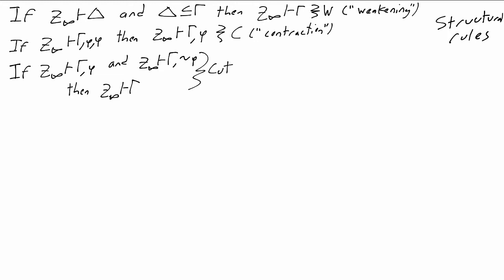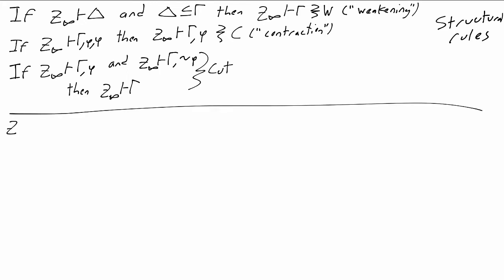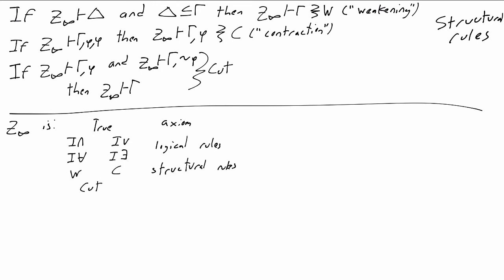You can think of this as corresponding to a proof by cases. What we want to prove is gamma, so we first consider the case where phi is false, and then we consider the case where phi is true, and if we can prove both of them, then we've proven gamma. That's our final rule. The proof system Z infinity consists of the axiom true, the four logical rules, the two structural rules, and the cut rule. And that's a complete description of what is justified. It's an inductive definition. The things justified by the true rule are justified, and the other rules tell us if certain things have been justified, then additional things are justified.